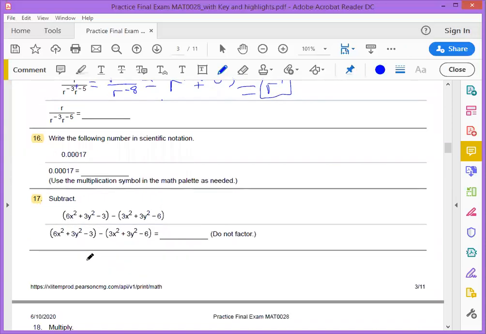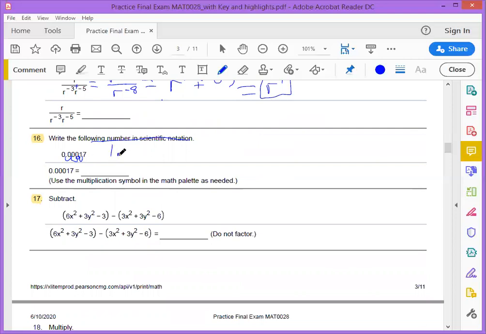Look at number 16. So we're writing this number in scientific notation. Remember, scientific notation means to have our decimal point in a spot where the digit in front of it is smaller than 10, but it has to be greater than 0. So it has to be a single digit, 1, 2, 3, 4, 5, 6, 7, 8, or 9. So we need to move this decimal point back here to where our digits are. How many spaces do we need to move it? 1, 2, 3, 4 spaces to the right.